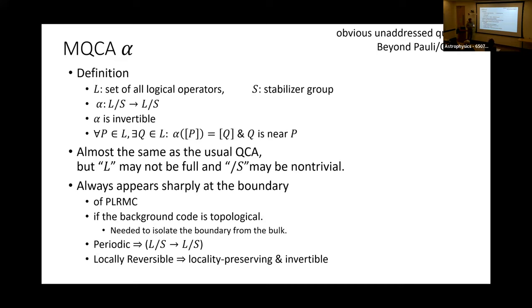And we show that such an MQCA always appears as a periodic local reversible dynamics, subject to certain technical conditions. One is that the underlying code must be topological. Then I want it periodic so that the alpha maps to itself. The local preserving property demanded by the MQCA is implied by the very definition of locality.